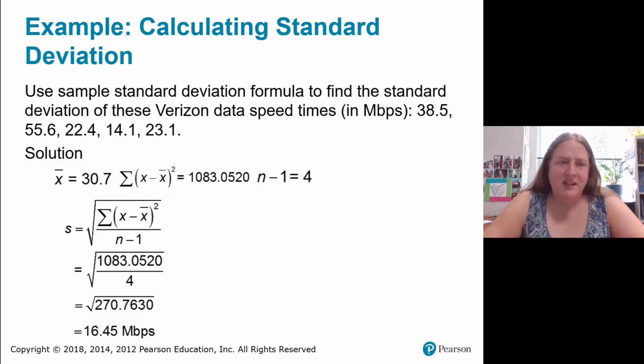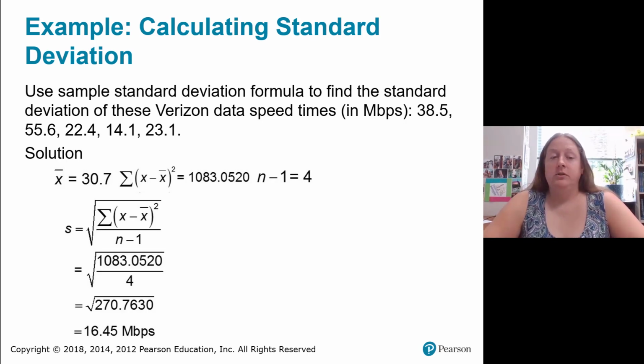So let's take a look at an example of calculating this. Again, we're using these 5 data speeds: 38.5, 55.6, 22.4, 14.1, and 23.1. To calculate the standard deviation, we need to first find the mean. We have done that previously. The mean of this data set is 30.7.